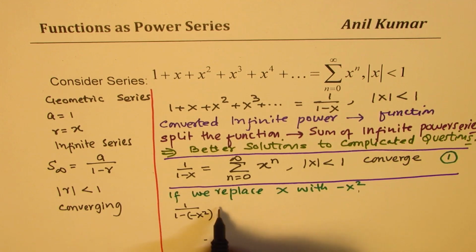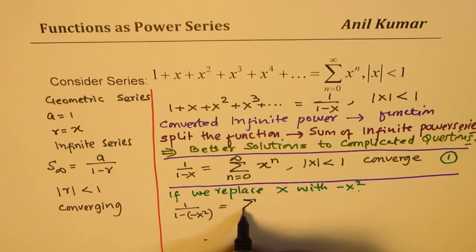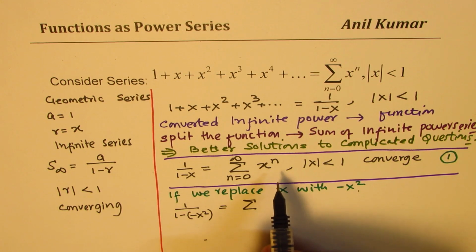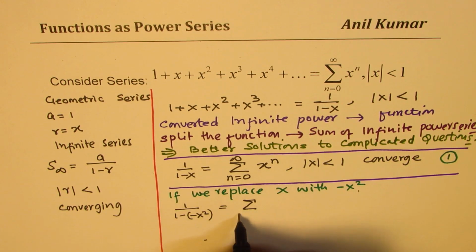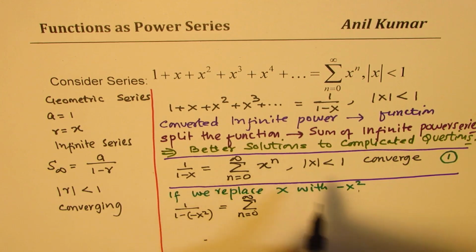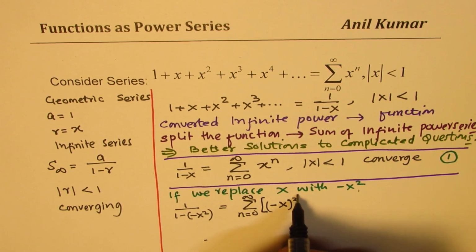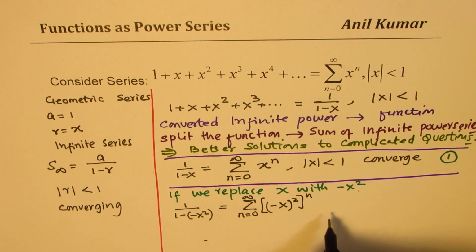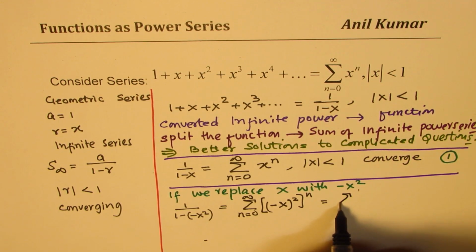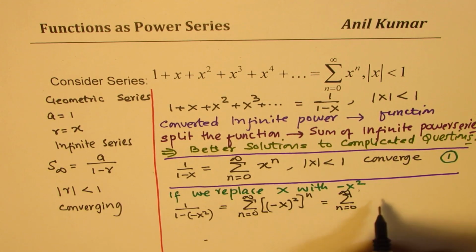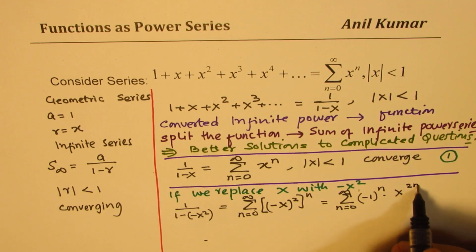Do you see that? So when I do that, this power series will become minus 1 to the power of n, so n equals 0 to infinity. So here we have minus x squared to the power of n. You write like this. Is it okay? So that should give you infinitely many elements being added, n equals 0 to infinity. And what we get here is minus 1 to the power of n, and we get x to the power of 2n, right? So 2n.